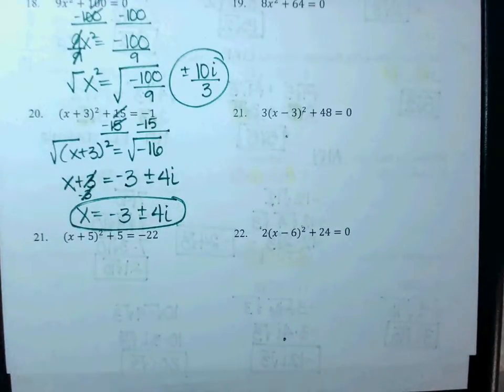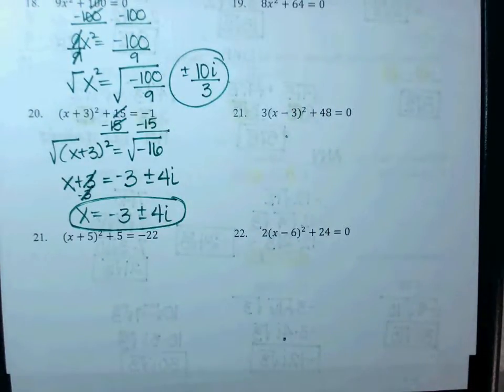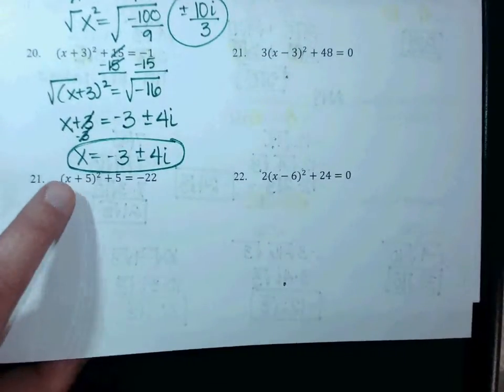Wait, 19? You're talking about up here? Yeah. Okay, yeah, hang on. Let's do one more with parentheses first. The next one that we're going to do is number 21. Okay? Oh, yeah, do this 21, sorry.